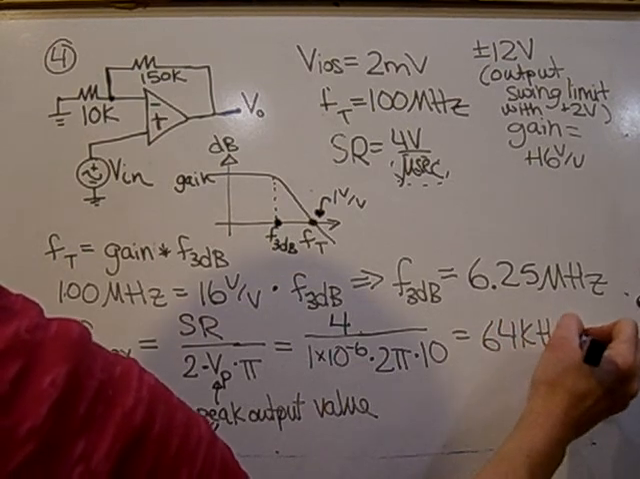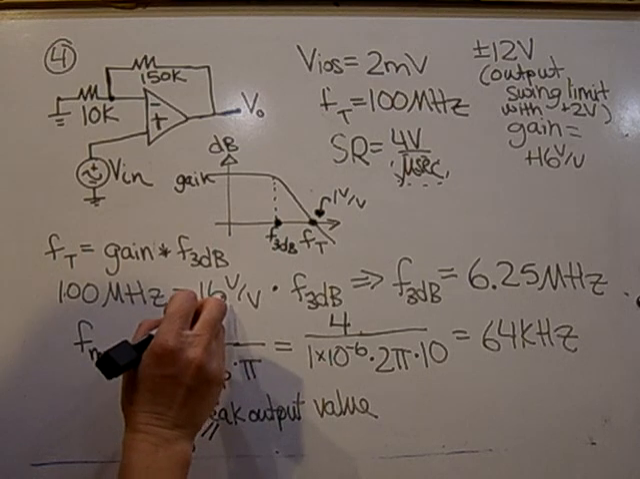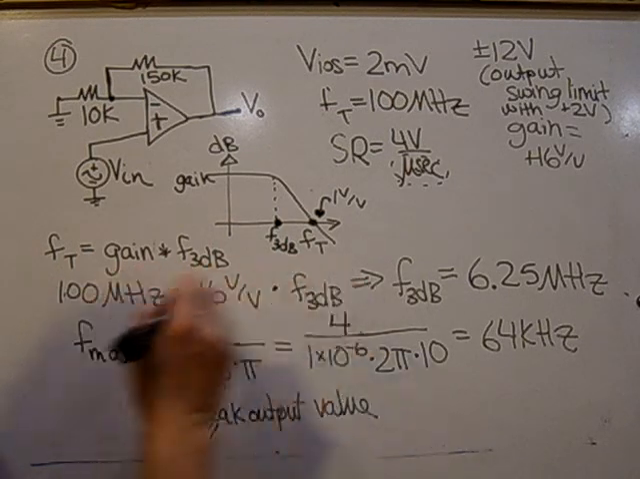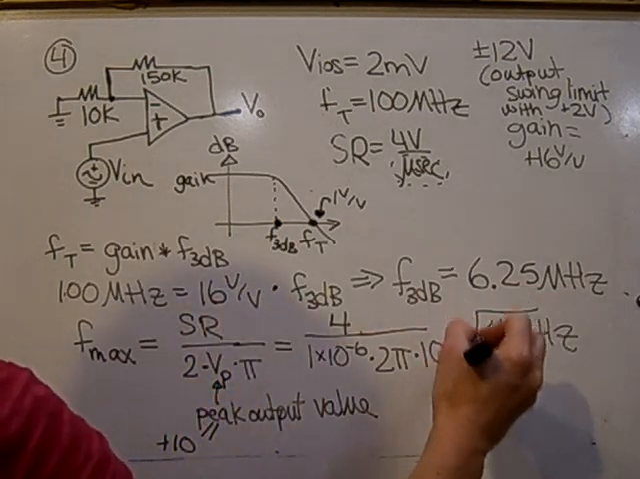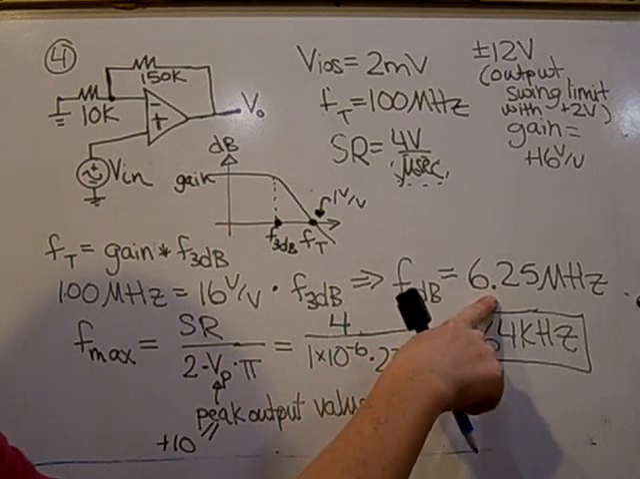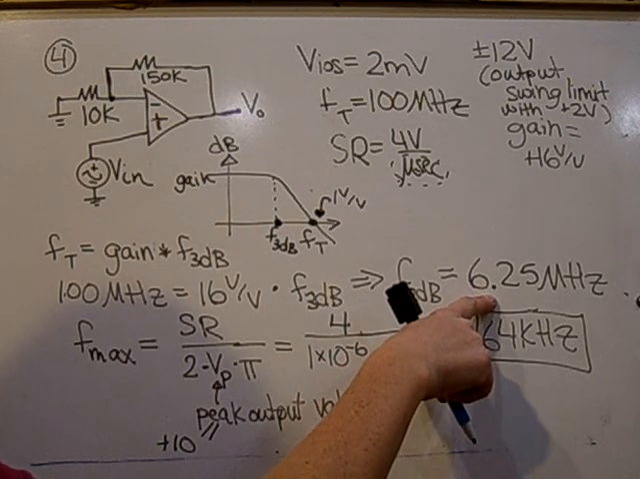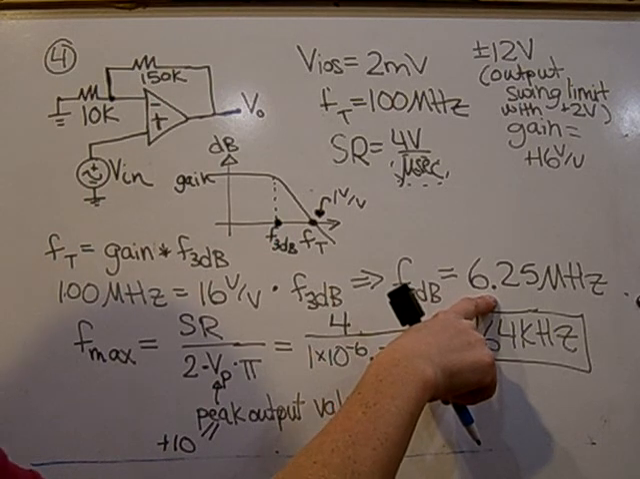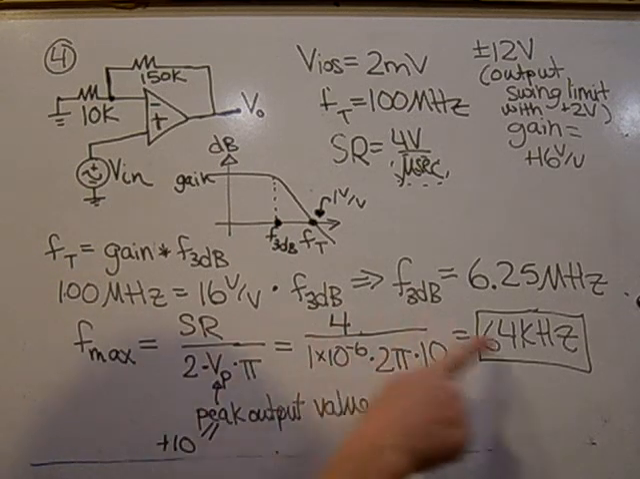So these are very different from each other, and depending on the gain of your circuit, the F of t can become the limiting factor instead of the slew rate. For this one, where our gain is 16 volts per volt, the 3 dB point is 6.25 megahertz. So this circuit is said to operate up to 64 kilohertz.